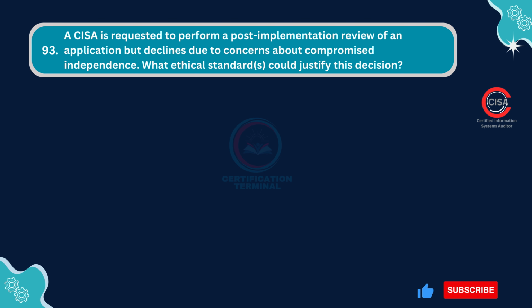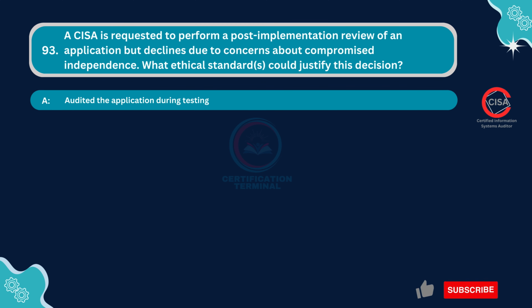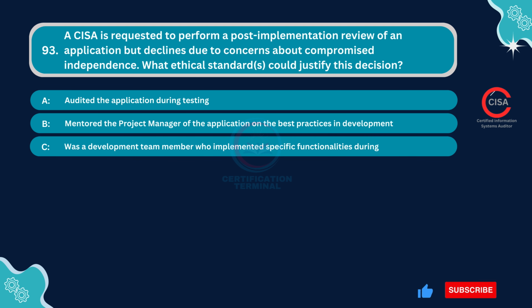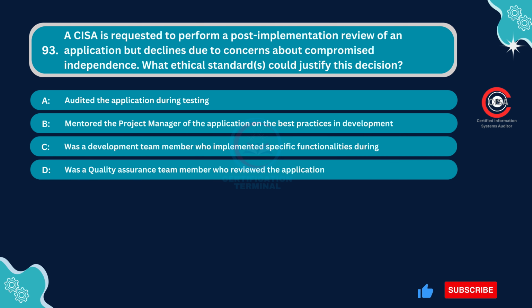Question number 93. A CISA is requested to perform a post-implementation review of an application, but declines due to concerns about compromised independence. What ethical standards could justify this decision? Option A, audited the application during testing. Option B, mentored the project manager of the application on the best practices in development. Option C, was a development team member who implemented specific functionalities. Option D, was a quality assurance team member who reviewed the application. The correct answer is Option A, audited the application during testing.